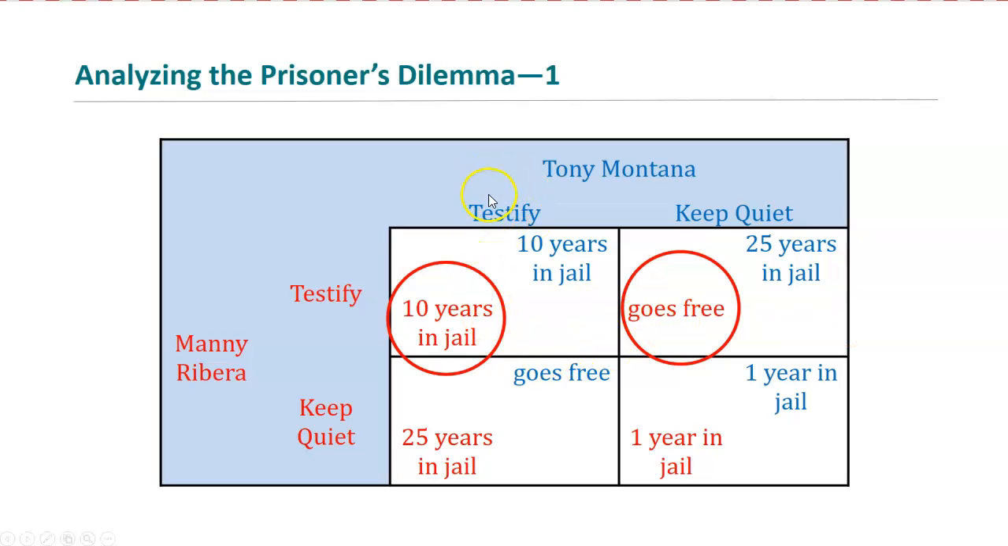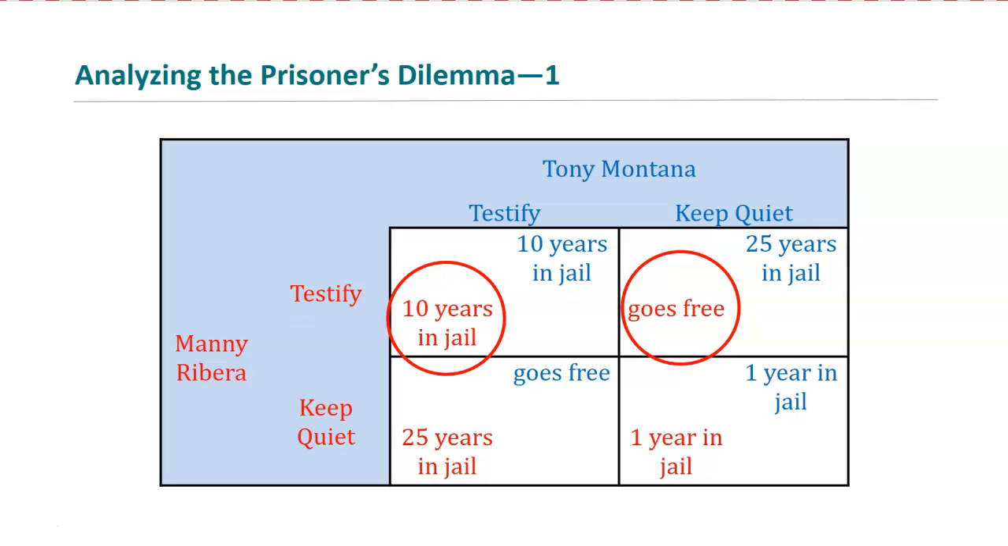If Tony testifies, it's better for me to testify. If Tony keeps quiet, it's better for me to testify. Either way, I don't know what Tony will do, but regardless of what Tony does, my best response is to testify. This is a dominant strategy. So notice when we use these circles here to circle what Manny should do, both of those circles are in the same row for Manny. That signifies that that's my dominant strategy, right? It doesn't matter what Tony does. My best response is to testify. Testifying is my dominant strategy.